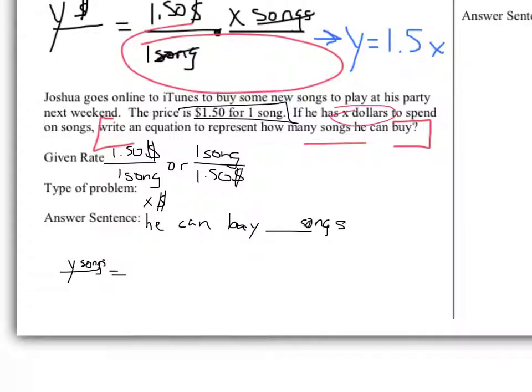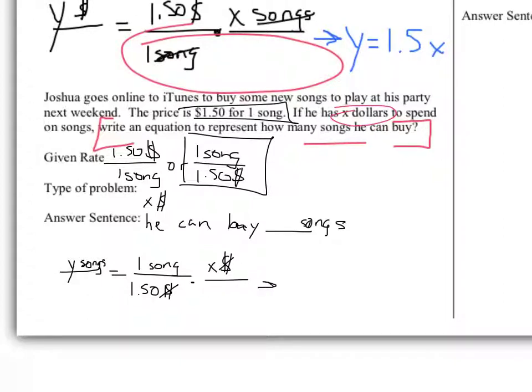Now when I set this one up, I think about how I need my answer to be in songs, so I need to actually use this rate: one song over $1.50. In order to fix up my units, I need to multiply by the number of dollars, which we don't know, it's an x. So this fixes up our units because the dollars and the dollars cancel out. And so we can write this as an equation: y is equal to 1 over 1.5 times x. There's a couple other different ways we could write this.